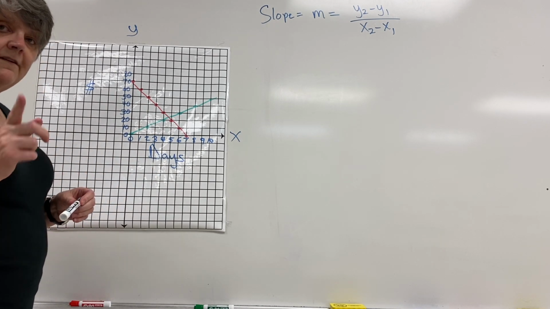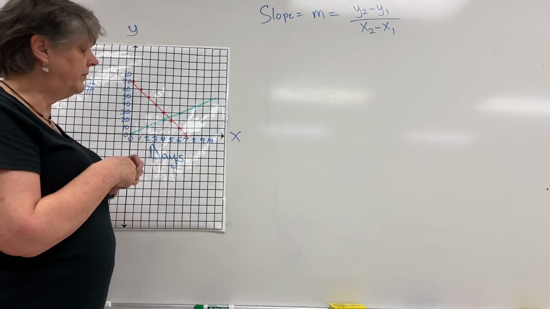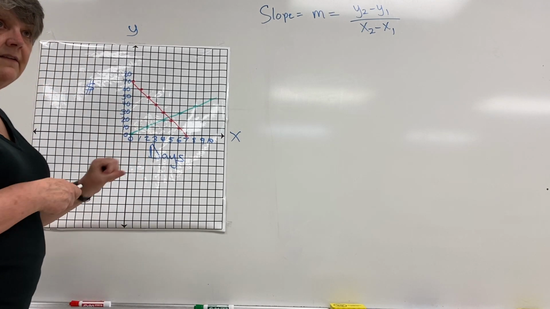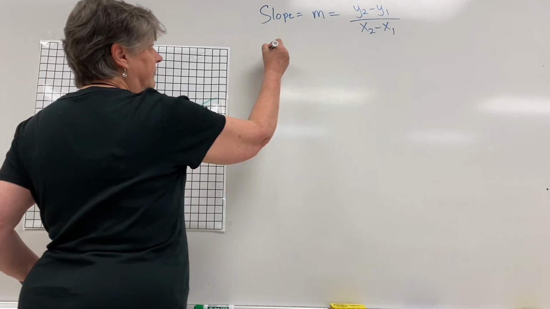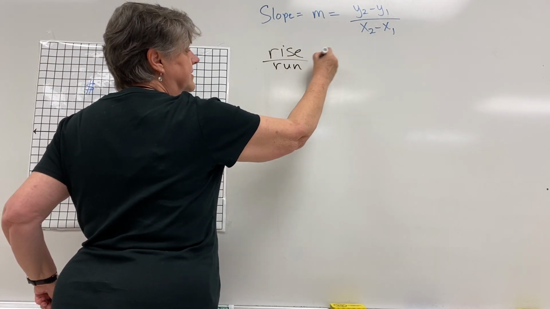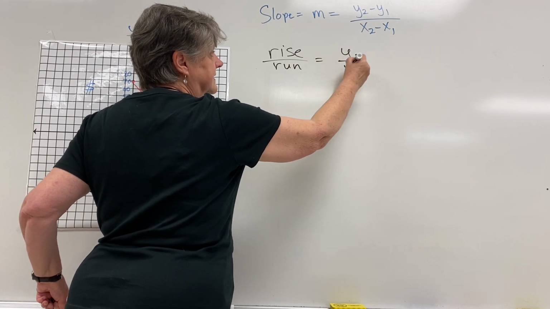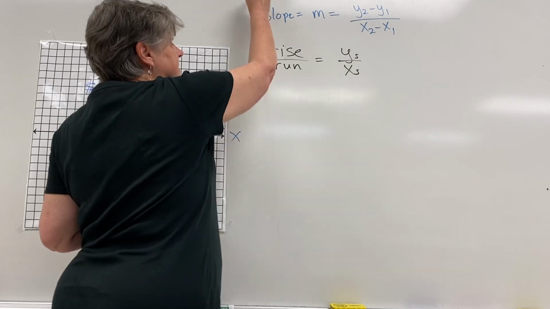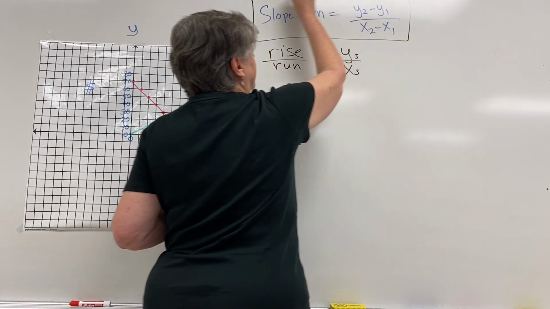One way to find slope when you're given this kind of data is to look at rise over run. That's kind of the old way of saying slope is rise over run. What they're talking about is the Y's over the X's. The Y's over the X's. And what we do is we actually use this particular equation right here.